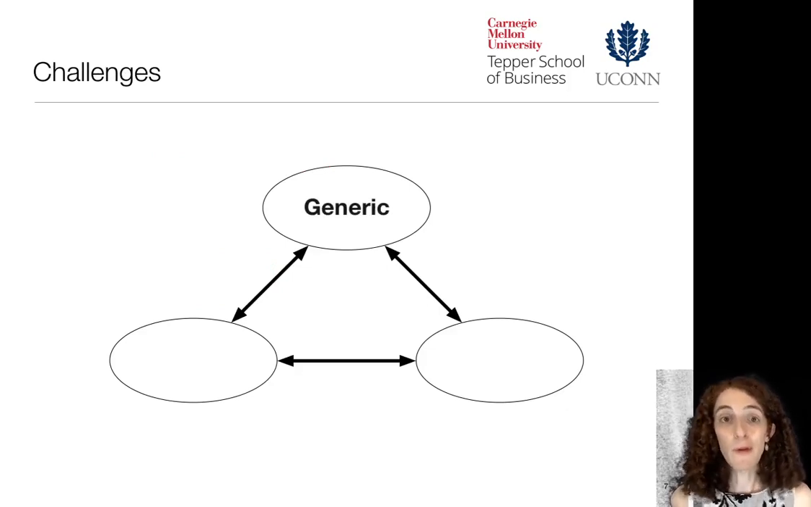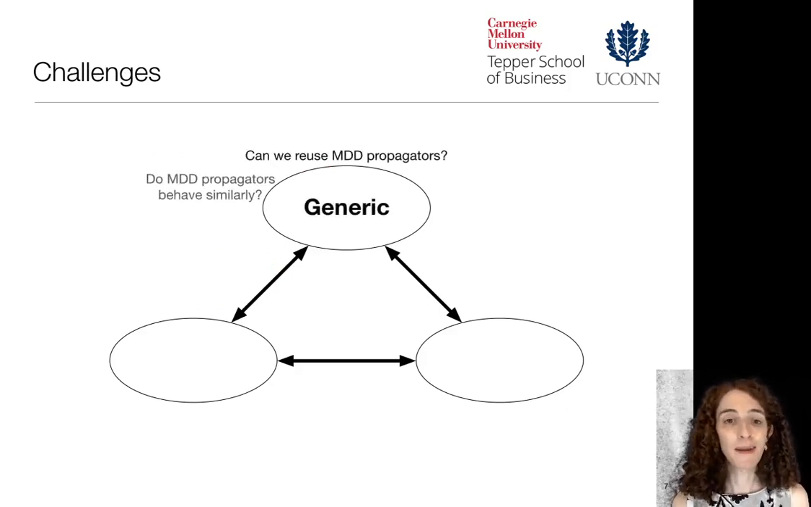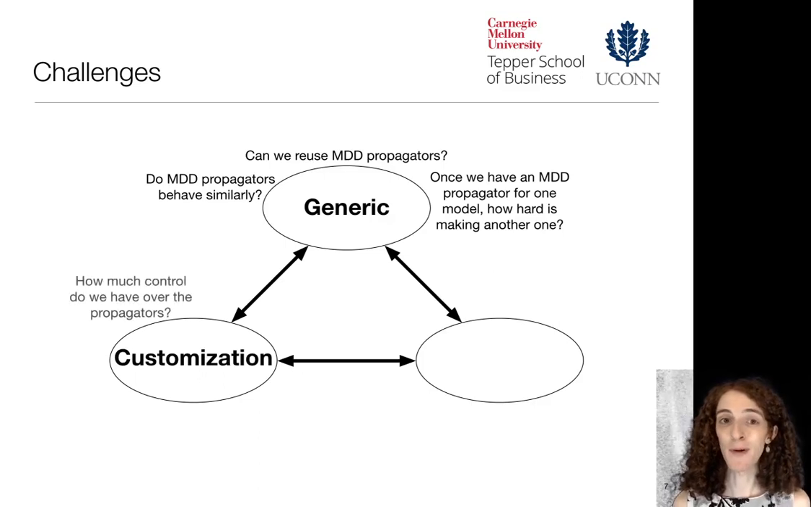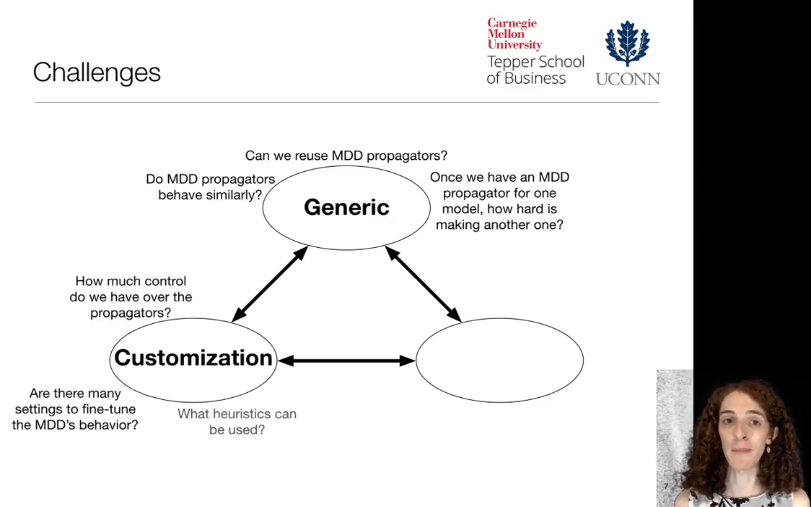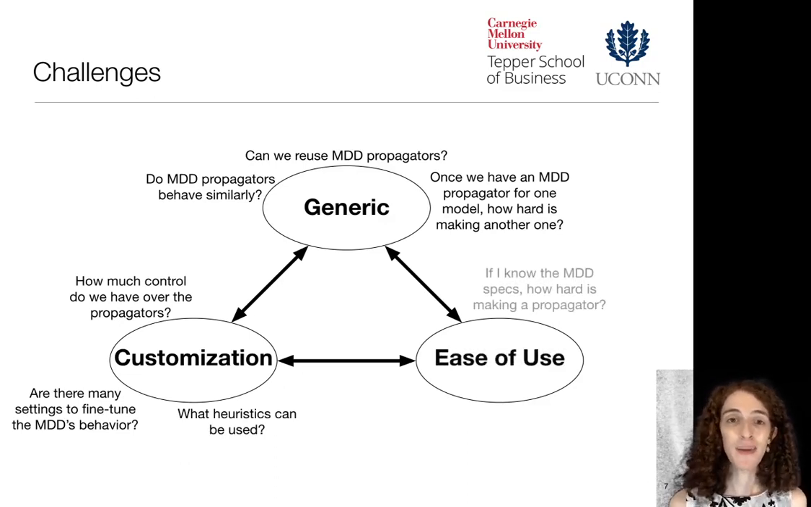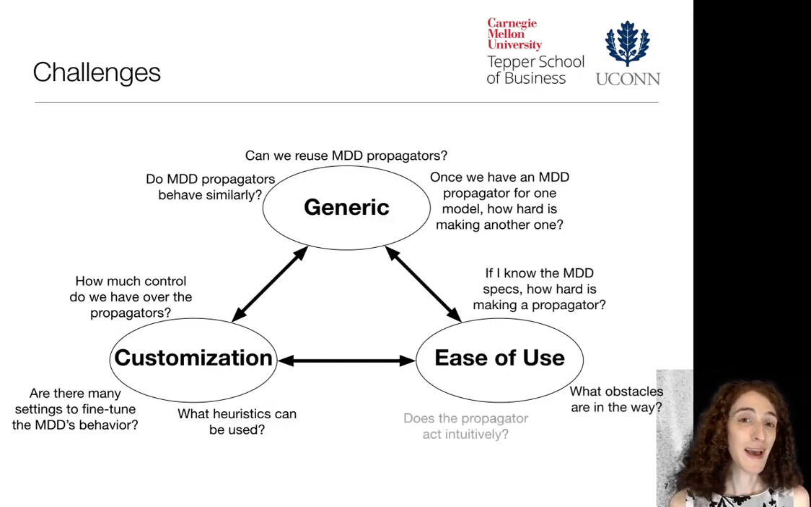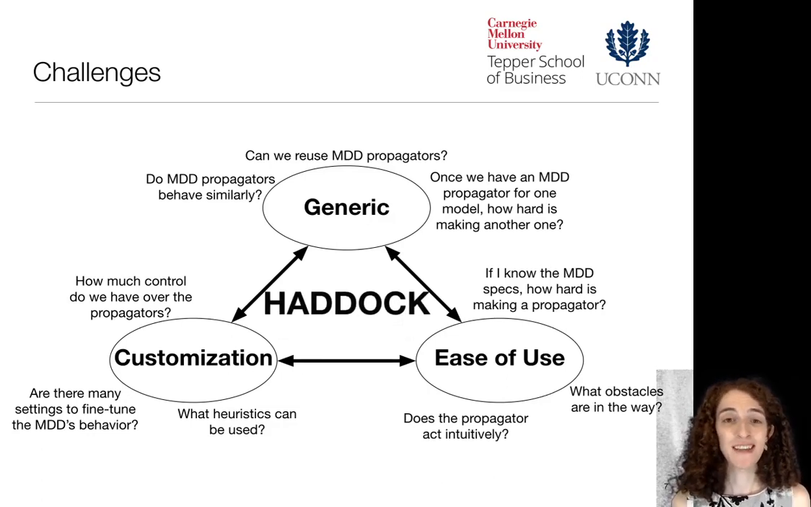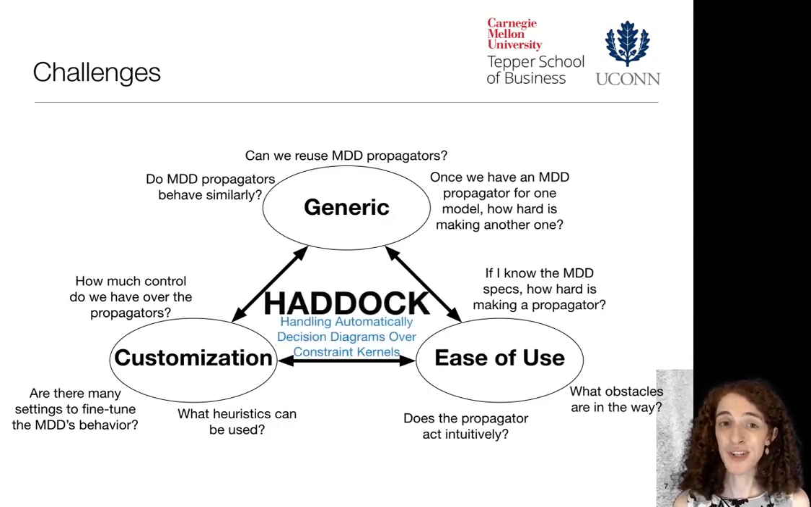First is, well, we want it to be generic. We want the MDD propagators to be reusable, and we want them to all behave similarly. We also want it to be customizable. We want to take those individual propagators and tweak them for performance using different heuristics. And we want it all to be easy to use on the outside. We don't want it to be a headache to create an MDD propagator. And at the center of all this, we propose HADDOCK, which stands for Handling Automatically Decision Diagrams over Constraint Kernels.